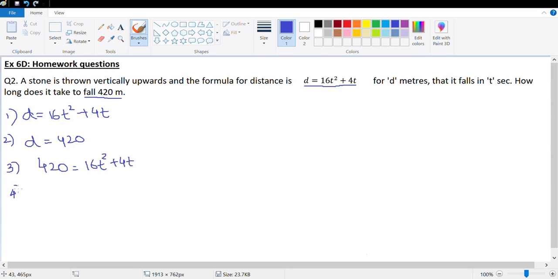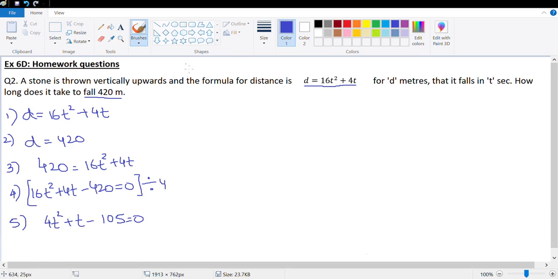Let's bring everything on one side. So this is 16t square plus 4t minus 420 is equal to 0. I notice that all elements have 4 in common, so let's divide everything by 4. We get 4t square plus t minus 105 is equal to 0. Perfect. So now we need to find factors of 105 into 4, which is basically 420, the sum of which would be 1.